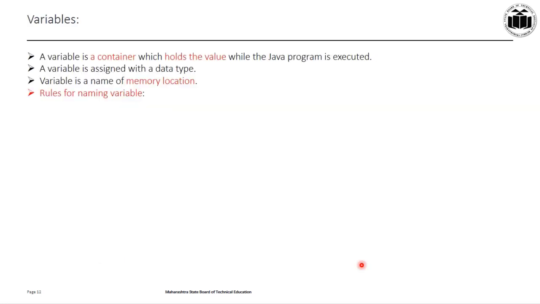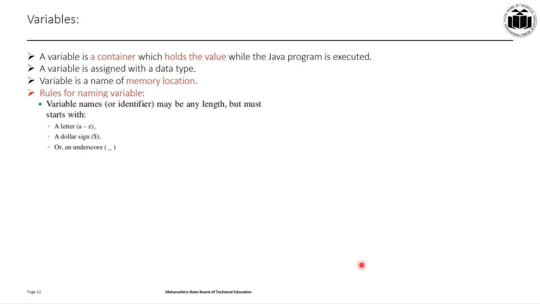Next, what do you mean by variables? A variable is a container which holds the value while the Java program is executed. A variable is assigned with a data type. For example, int a is equal to 20. So variable is the name of a memory location. So there are some rules for naming variables.